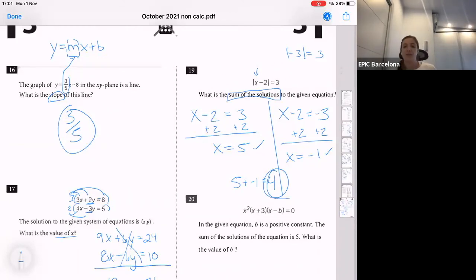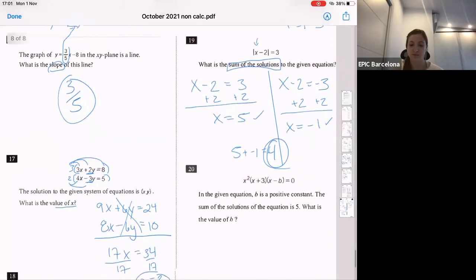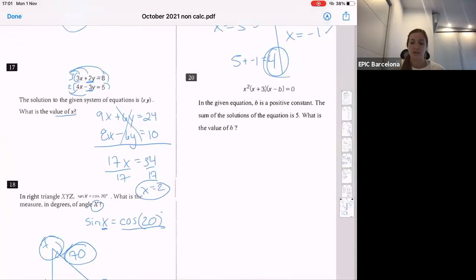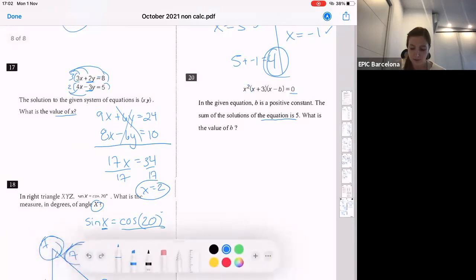Okay, amazing. And for our very last question, number 20. Okay, so in the given equation, everything's set equal to 0. The sum of the solutions is equal to 5. What is the value of b? Well, how would we get to the solutions in a quadratic equation? Well, this isn't quadratic, it's a function, but when everything's equal to 0, what would we do?